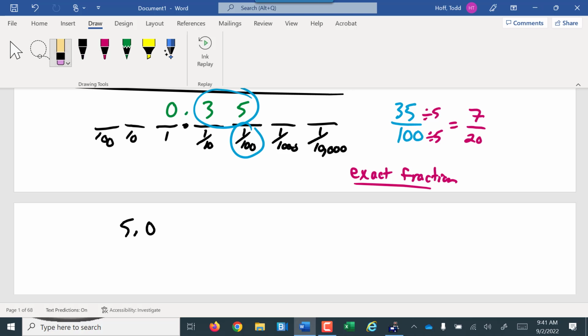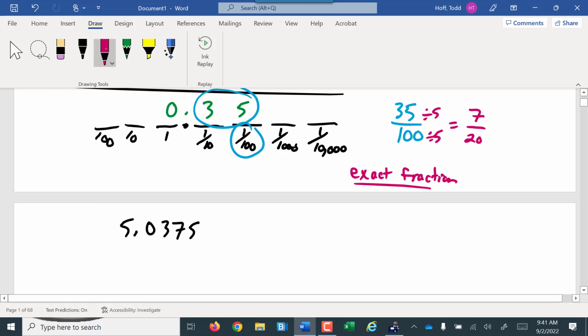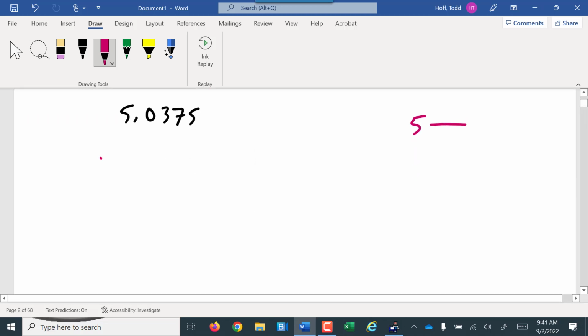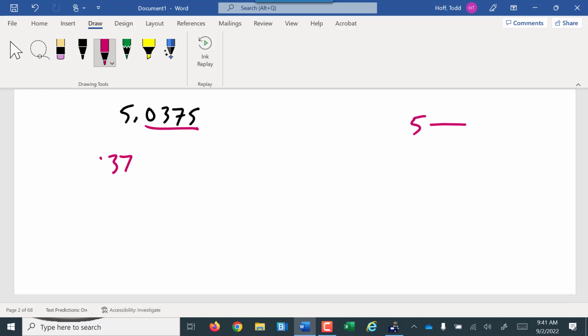let's do this. So let's go 5.0375. The whole number kind of gets ignored. That's going to be a whole number once you have a fraction as well. So all we have to work with is the part after the decimal point. The 375 is going to be over, careful, you got it, tenths, hundredths, thousandths, 10,000ths.